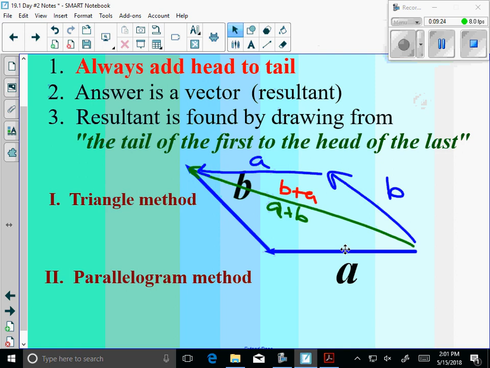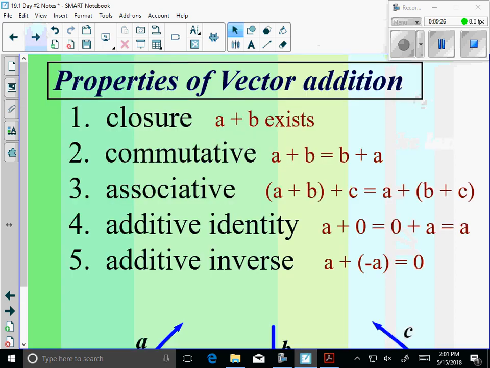Let's do more. Okay, here are a few properties. If A plus B exists, you have closure. That's the closure property. It exists. Just take it. Okay, commutative property: A plus B and B plus A, they're the same. Moving along, associative property.